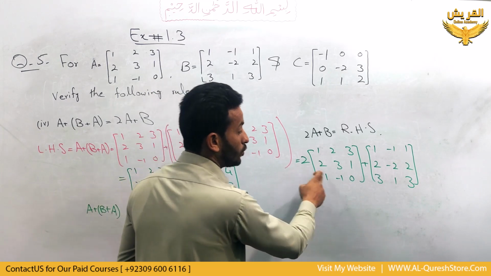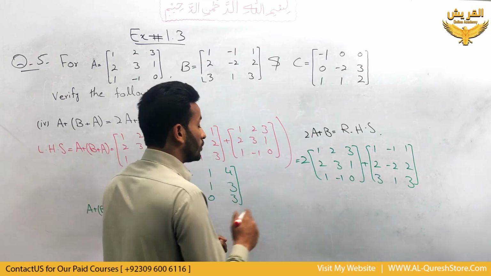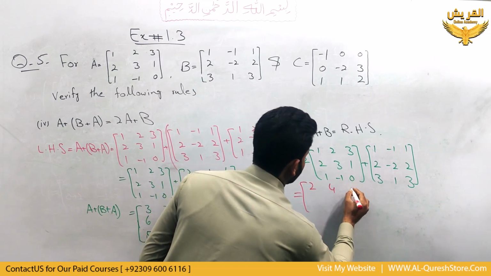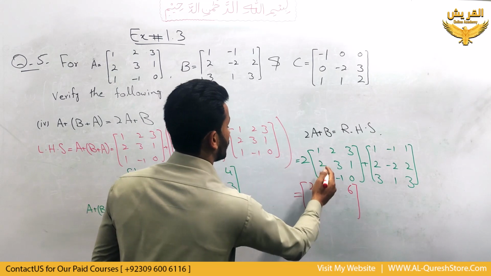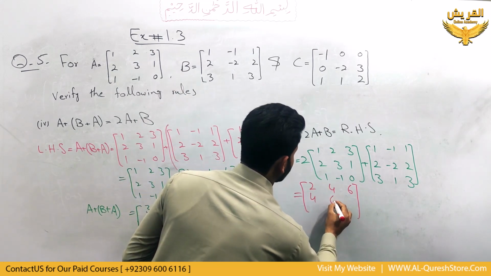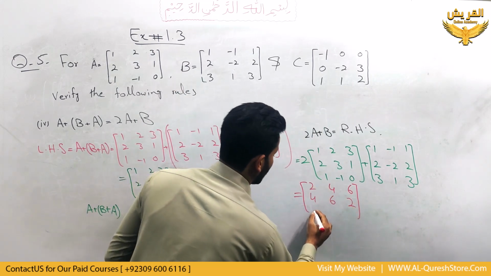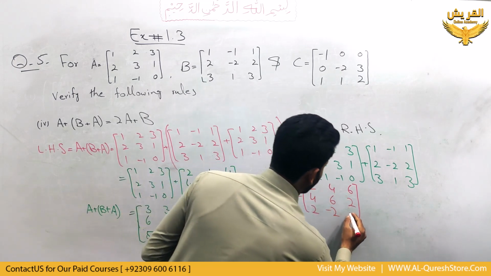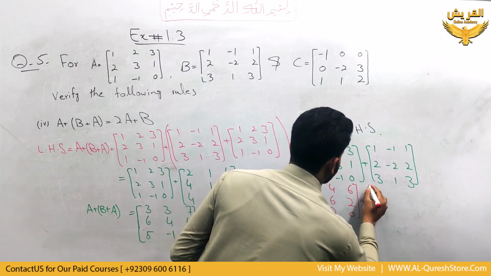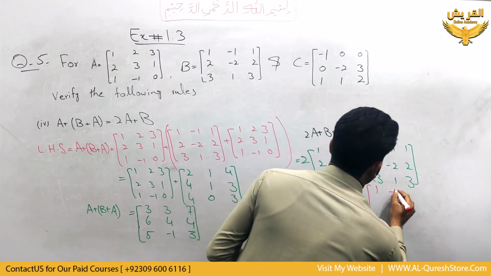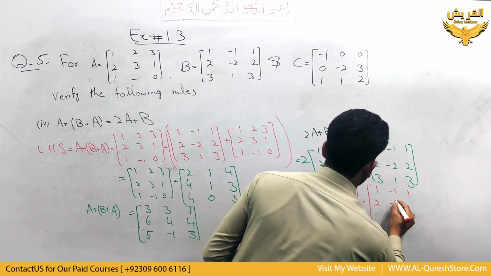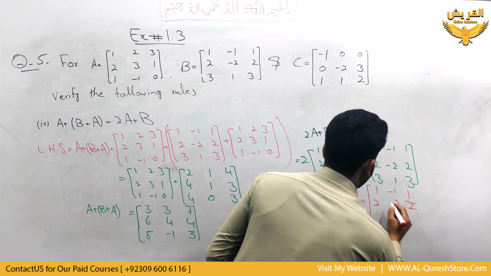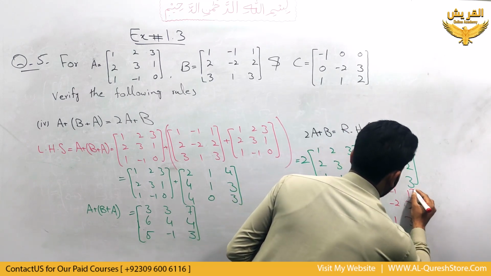First we have to multiply 2 in this matrix, by multiplying 2 in A. 2 1 are 2, 2 2 are 4, 2 3 are 6. Next one, 2 2 are 4, 2 3 are 6, 2 1 are 2. Third one, 2 1 are 2, 2 minus 1 are minus 2 and 2 zeros are 0, plus 1, minus 1, 1, 2, minus 2, 2, 3, 1 and 3.